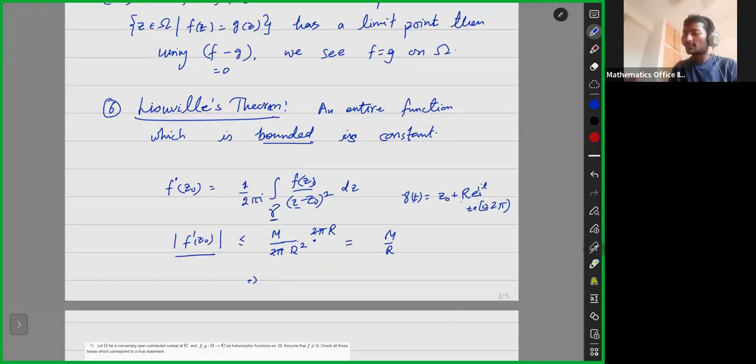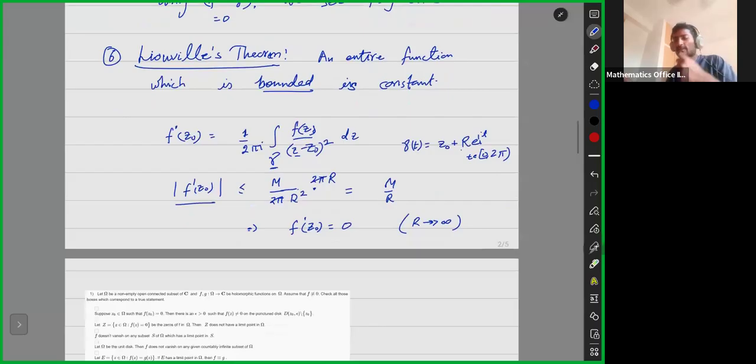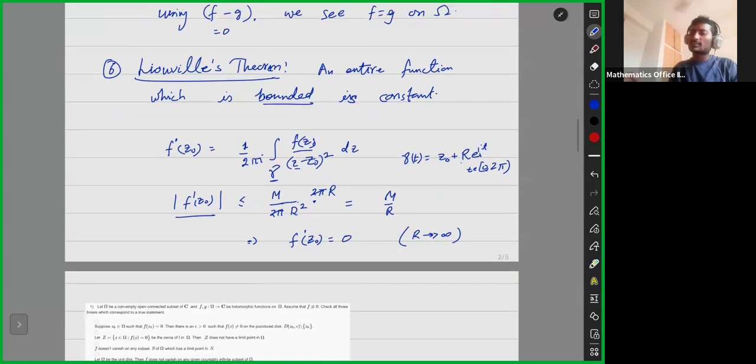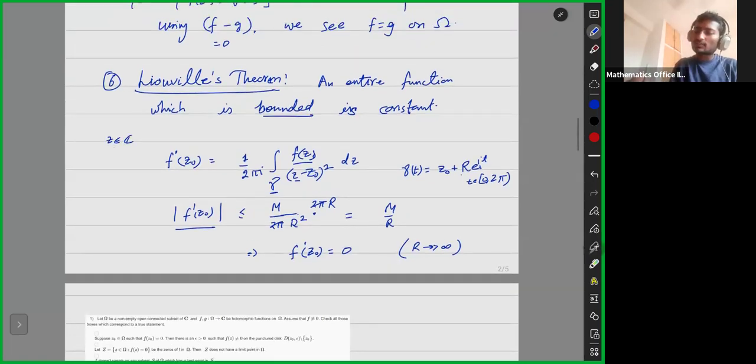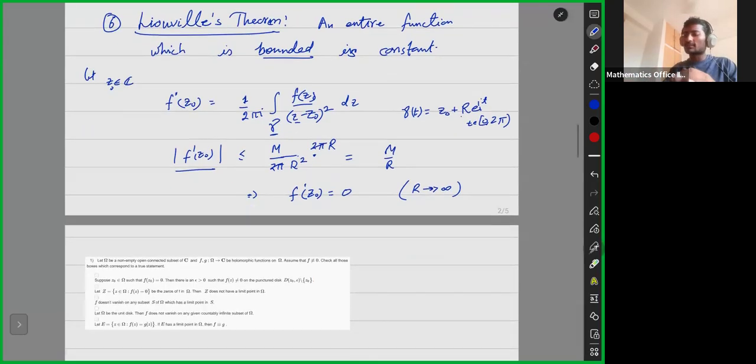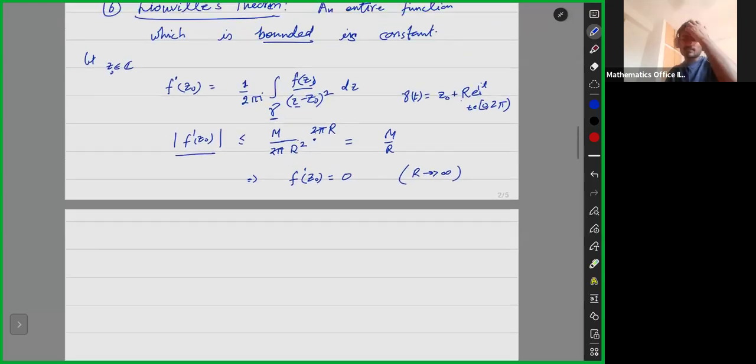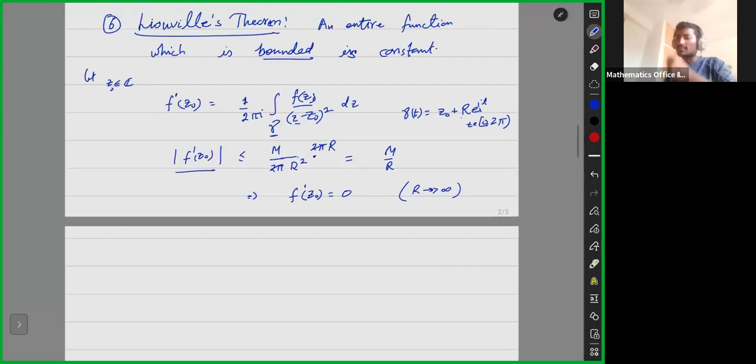this will imply that f prime z naught is 0, with r tending to infinity. So since f is entire, we can choose so. At z naught we have calculated the derivative to be 0. Similarly, at any point z naught, because z naught was arbitrary, belonging to C, f prime of z naught is 0, so f is constant. This was the proof of Liouville's theorem. Once f prime is 0, we are done. It is a constant function.